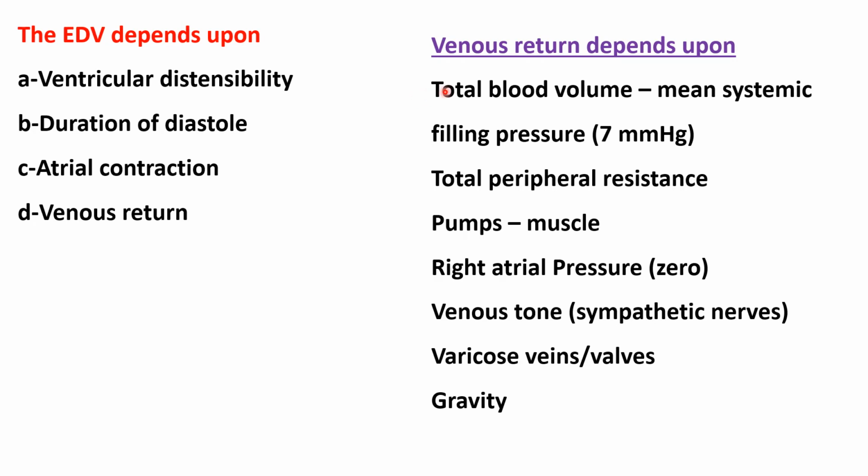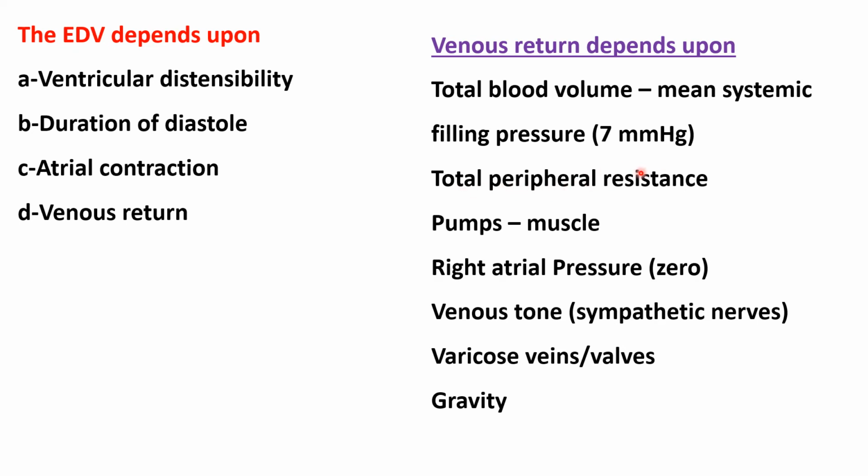number 1, total blood volume. If the total blood volume is good, that is 5.5 liters in one person, then the blood vessels are full of blood. The aorta is full of blood, the arterioles are full of blood, the capillaries are full of blood, the veins are full of blood, and everything is nice and easy. And at that moment, the mean systemic filling pressure is 7 millimeters of mercury, and it drives the blood through the blood vessels to the heart in a good manner.